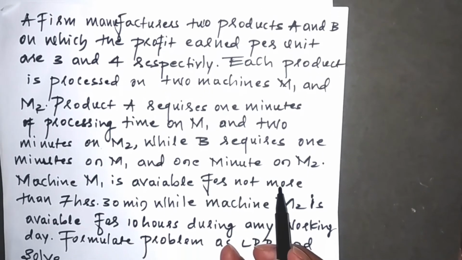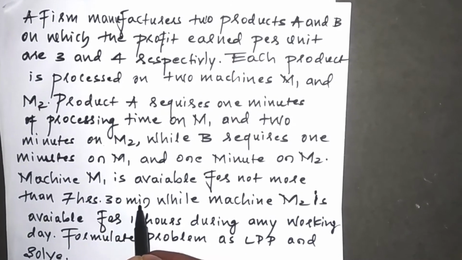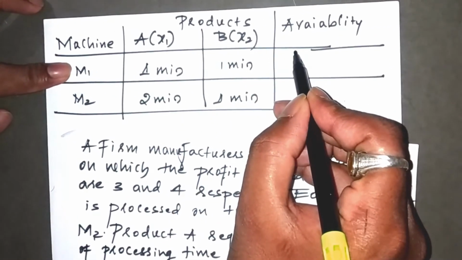Next, what they provided is that machine M1 is available for not more than 7 hours 30 minutes. So machine M1 is available only for 7 hours 30 minutes. Here I'm going to write the machine availability.